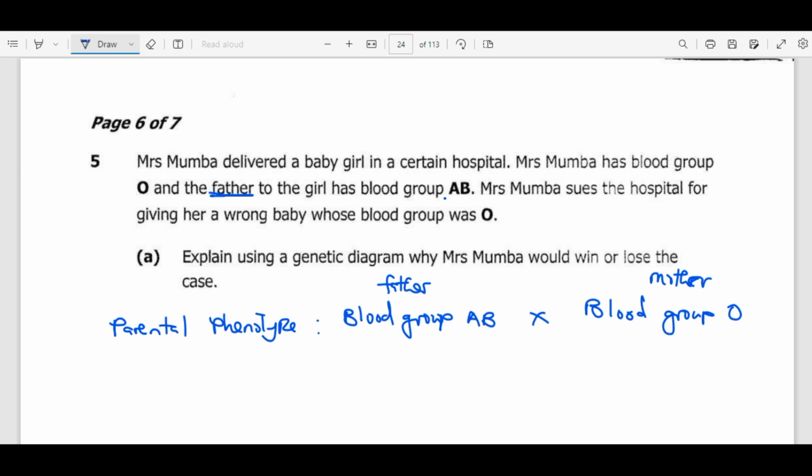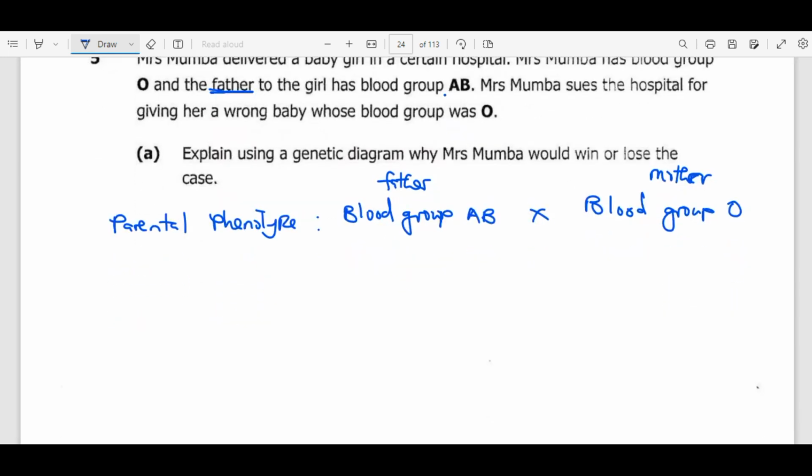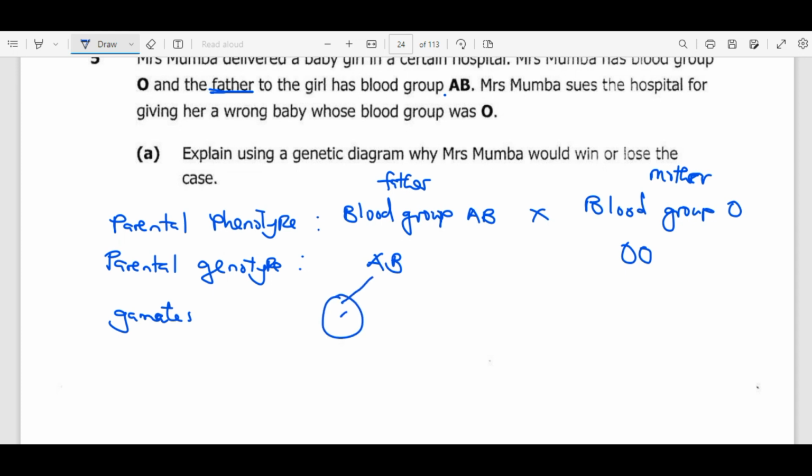The second row is the parental genotype. Here we have A, B for the father, and O, O for the mother. Then gametes. Under gametes we separate them: this is A, and that is B, and then we have O there, and O there again.